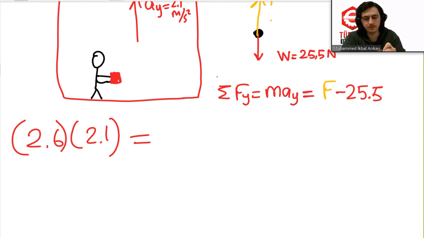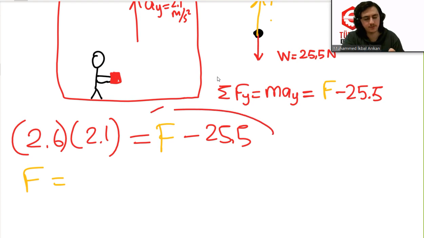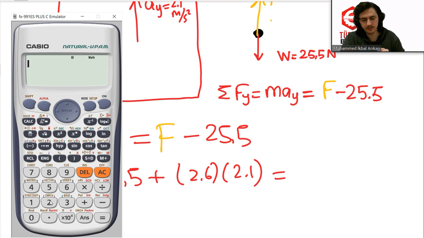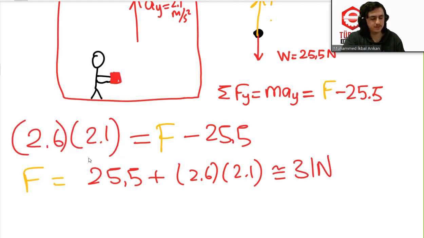So it must be equal to F minus 25.5. So I can calculate F. F will be equal to, this one will go to the other side, so 25.5 plus this one. So I will get the answer: 25.5 plus 2.6 multiplied by 2.1, which is nearly equal to 31 newtons. So this is the answer, and we finished the question.